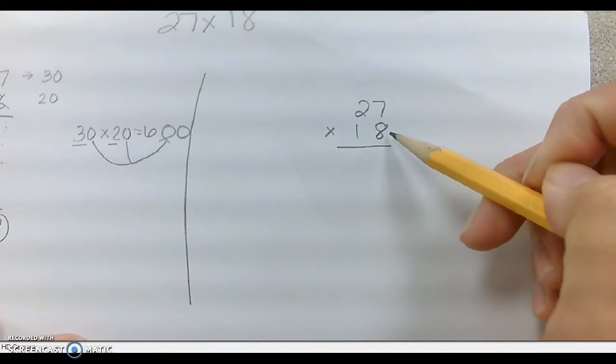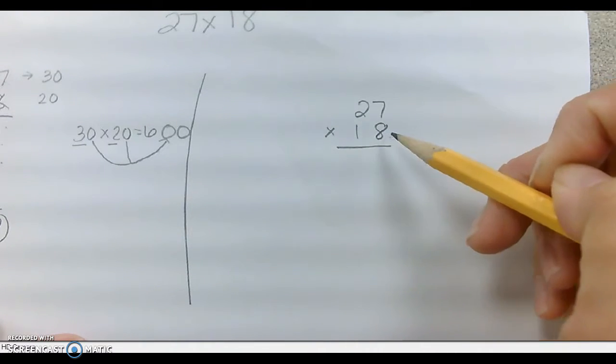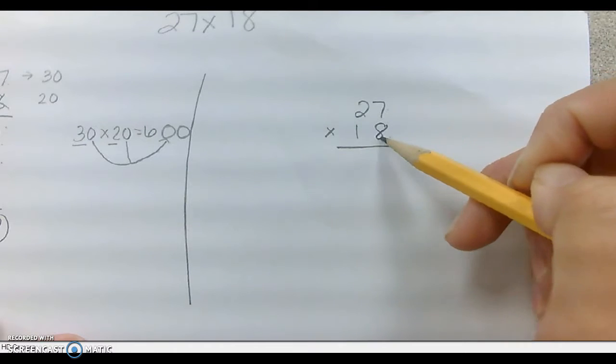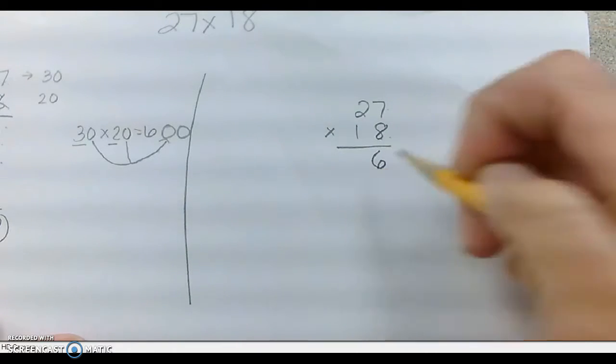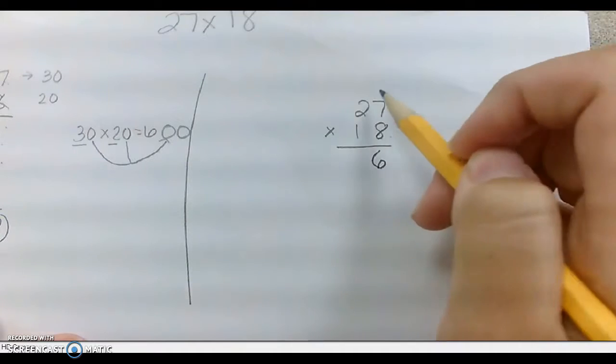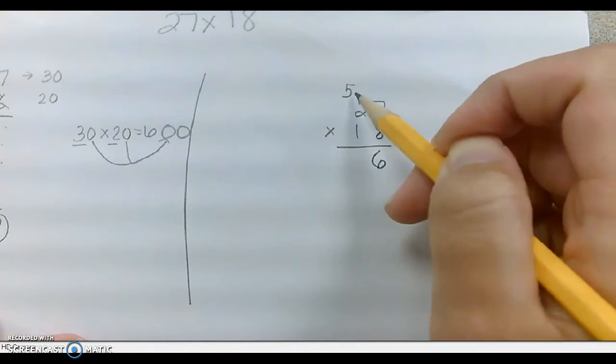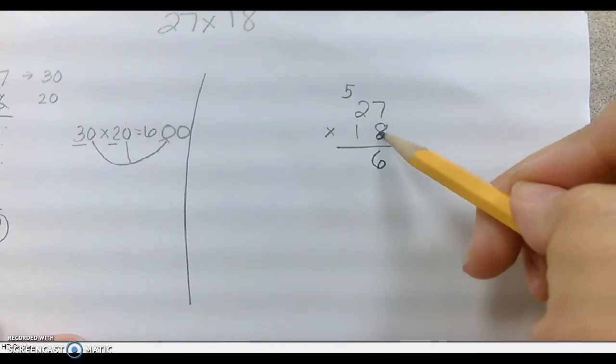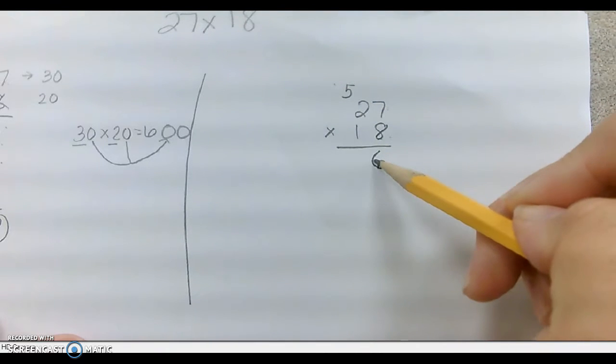So here's how I start. Just like the other one, I start in the ones position, 8 times 7. 8 times 7 is 56, so I put my 6 here in the ones position, and I go ahead and put my 5 up here in the tens. Okay, I've just done 8 times 7 equals 56.